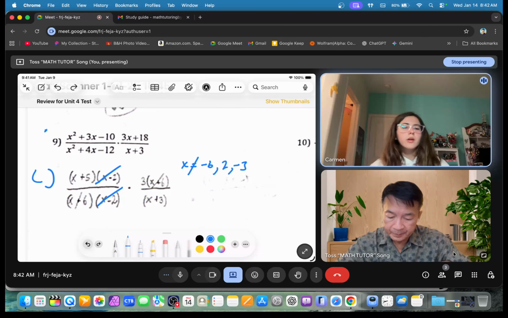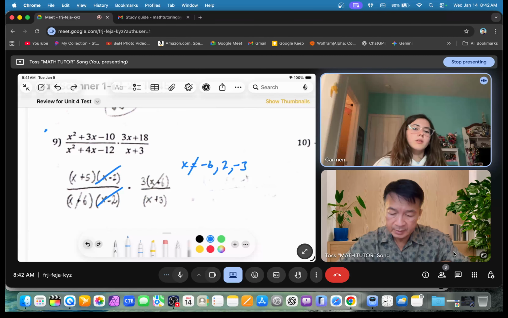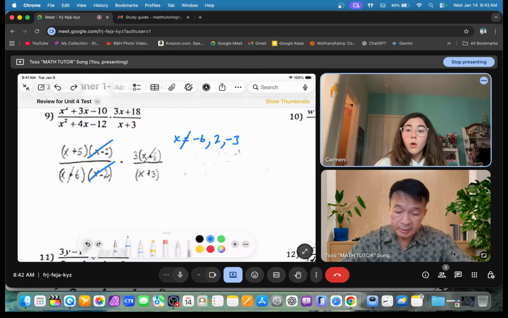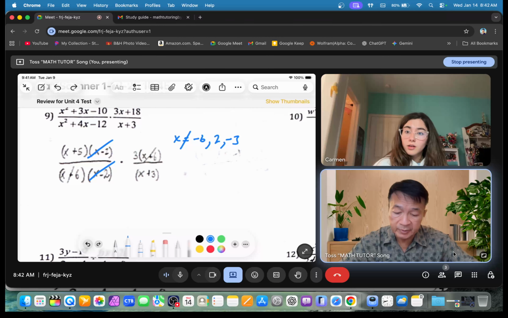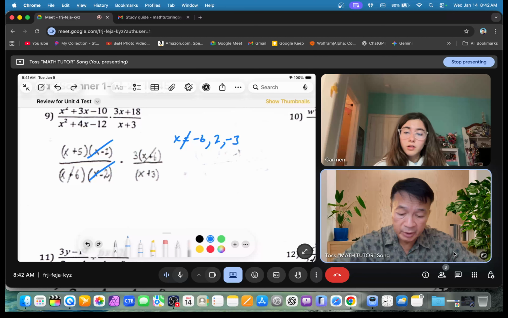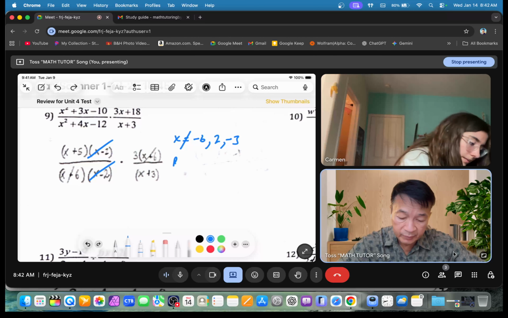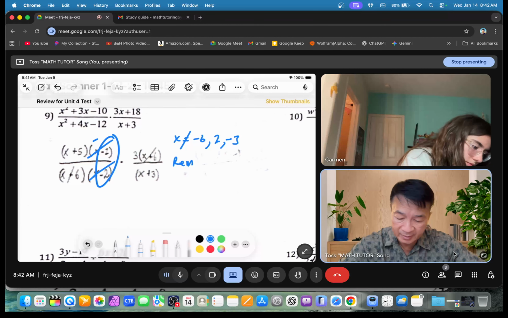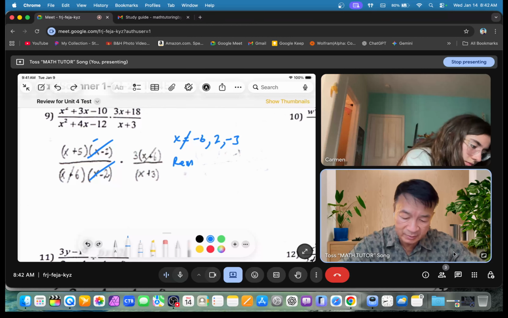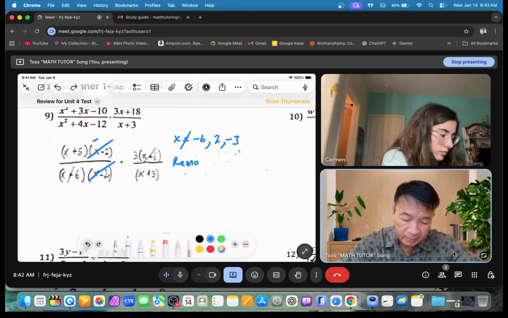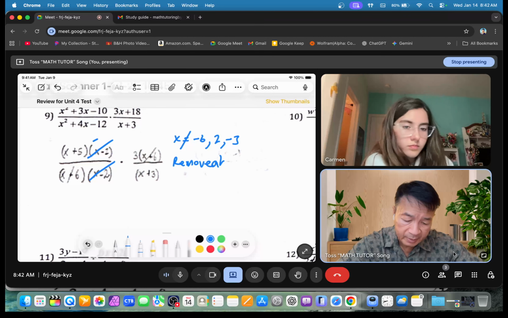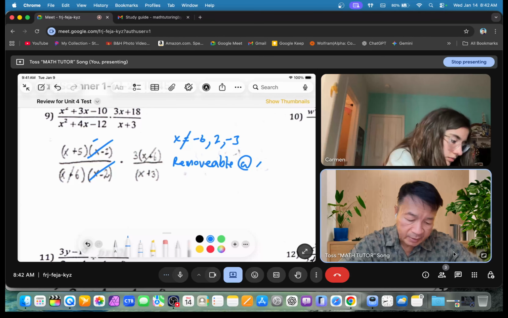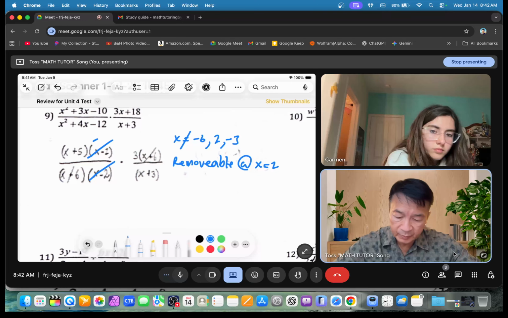So, can I cancel out the x minus 2 and the x minus 2? Yes, you can. You have to for the final answer. But you have to note that it's removable. I don't know how you want to write it. Removable at 2. Opposite again. I know it's weird. You're going to do the same thing like you were graphing. Removable at x equals 2. Opposite.